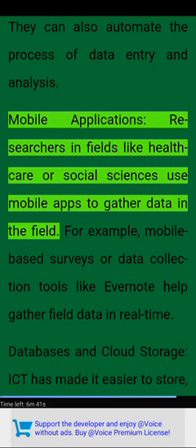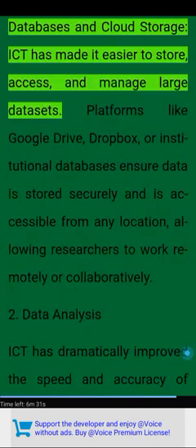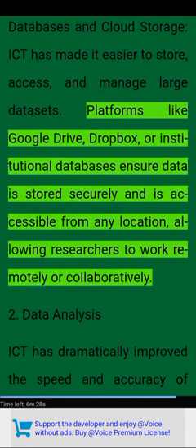Mobile applications. Researchers in fields like healthcare or social sciences use mobile apps to gather data in the field. For example, mobile-based surveys or data collection tools like Evernote help gather field data in real time. Databases and cloud storage. ICT has made it easier to store, access, and manage large datasets. Platforms like Google Drive, Dropbox, or institutional databases ensure data is stored securely and is accessible from any location, allowing researchers to work remotely or collaboratively.